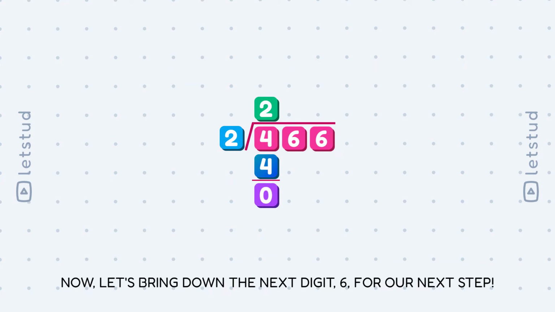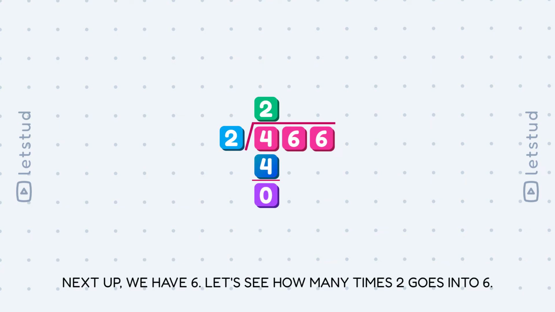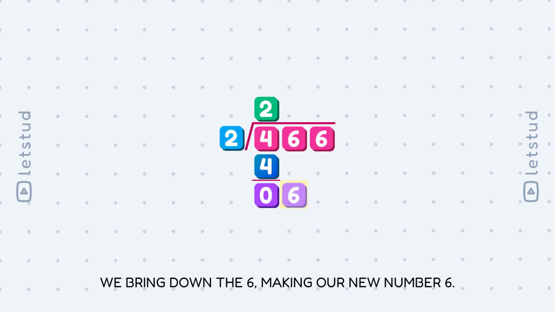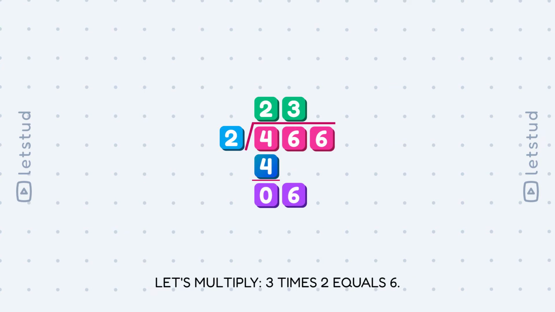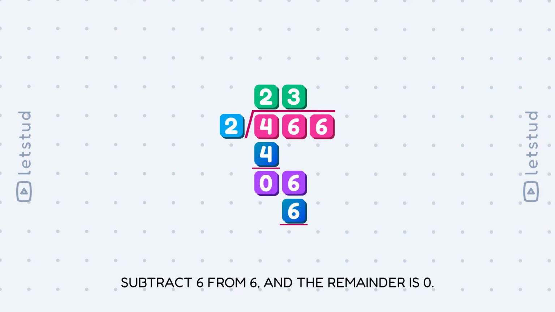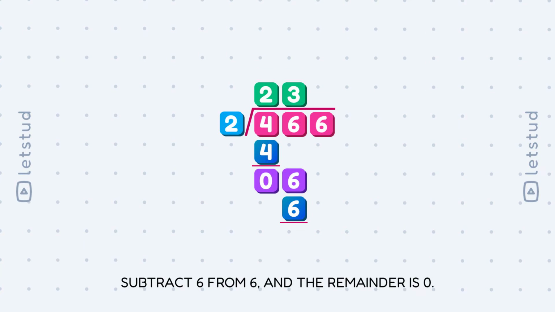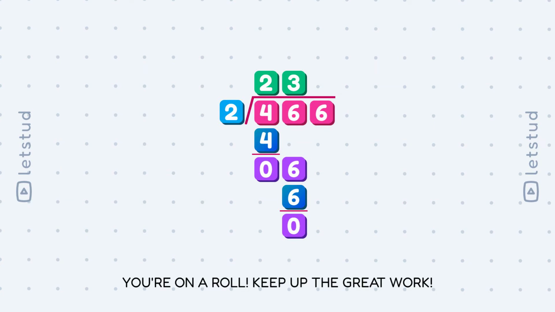Now let's bring down the next digit, 6, for our next step. Next up we have 6. Let's see how many times 2 goes into 6. We bring down the 6, making our new number 6. How many times does 2 fit into 6? You got it, it's 3. Let's multiply: 3 times 2 equals 6. Subtract 6 from 6 and the remainder is 0. You're on a roll, keep up the great work.